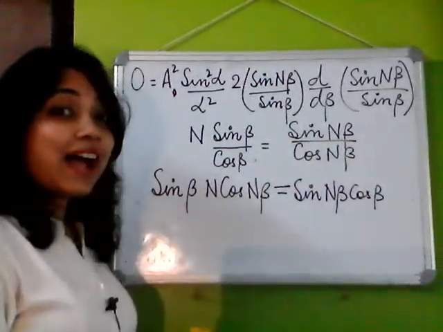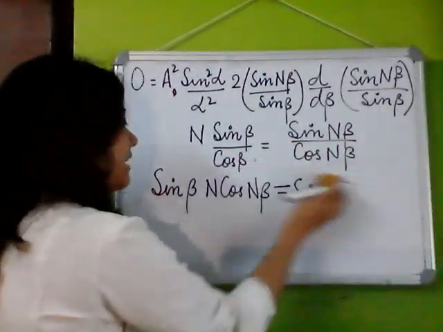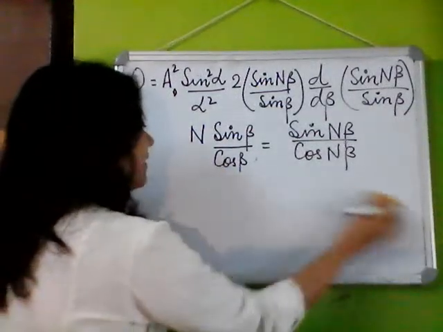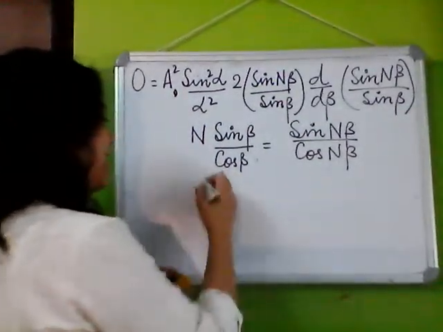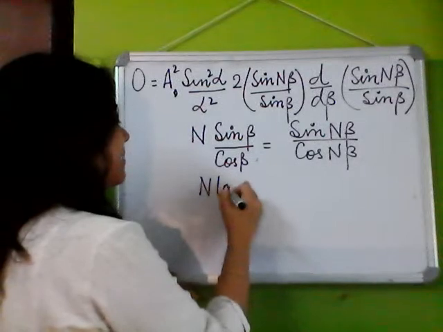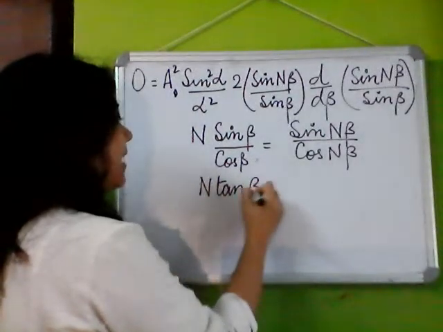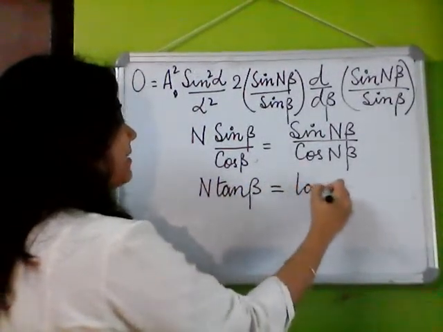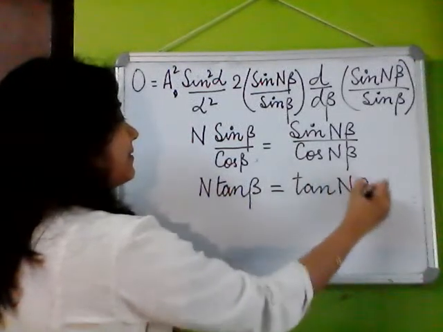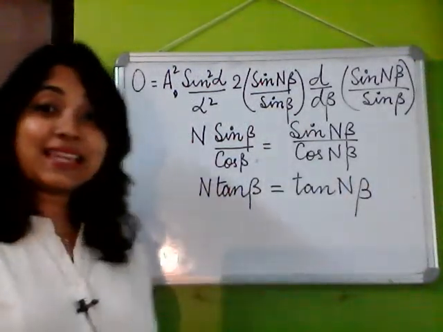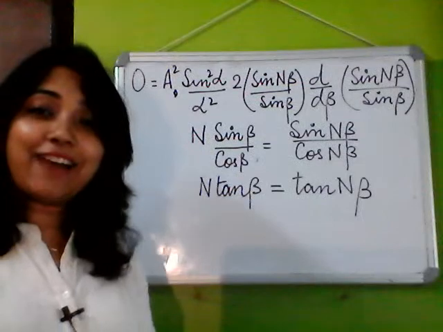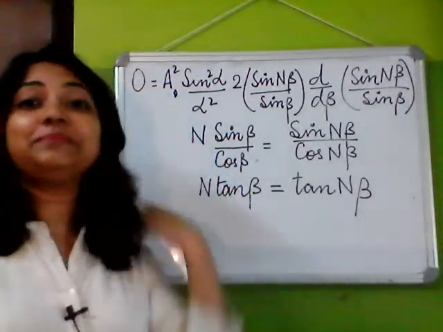Now, dear students, is this picture more clear now? So, what are we actually having? We are now having our condition for secondary maximas. N tan beta is equal to tan n beta. This is the so-called condition that we have been trying to find out.